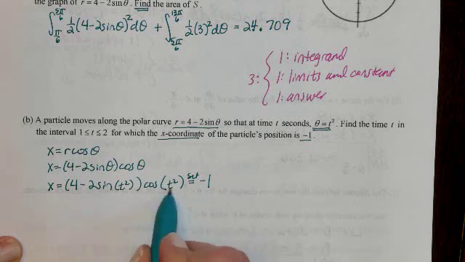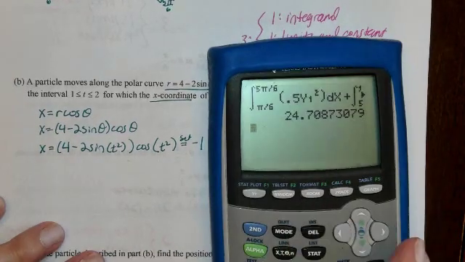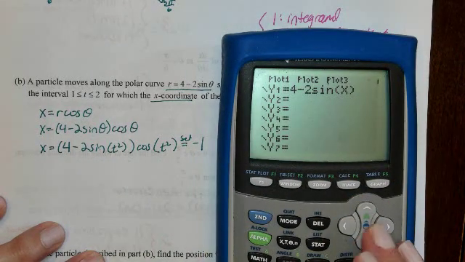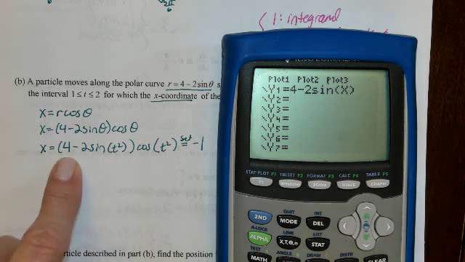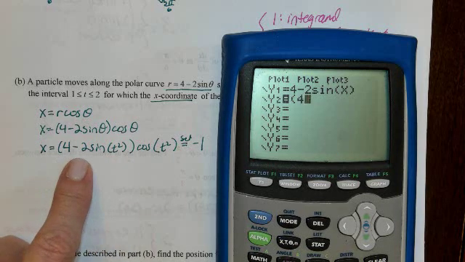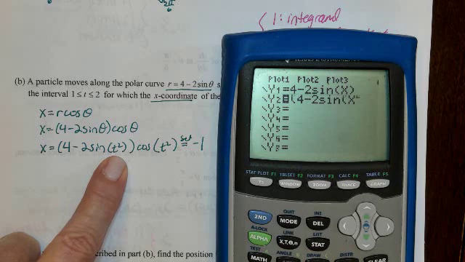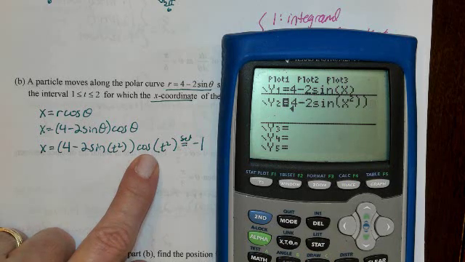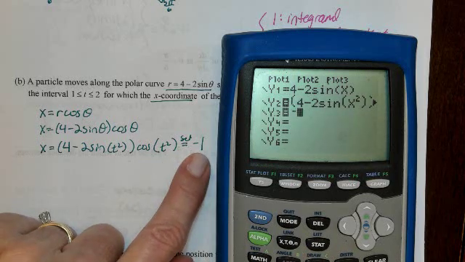And now I can just go and use my calculator. I want to find where this equation is equal to -1. So in my calculator, I'm going to turn off this graph and type in this whole thing here carefully, right? So parentheses, 4 minus 2 sine t squared, my x is going to be t now, times cosine of t squared. And then here I'm going to put a -1.